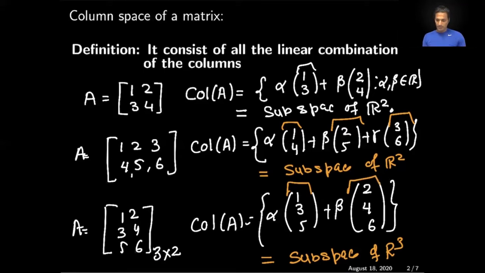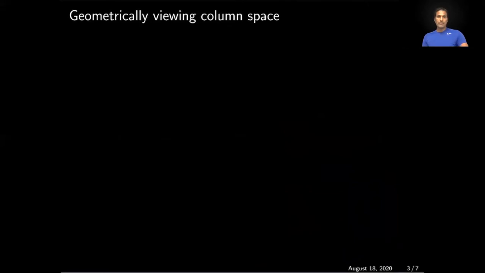So one thing to notice is that the column space does not just contain the column vectors. It is the linear combination of all of these vectors. So the column space contains a lot more vectors than the columns of the matrix. In these slides, we will learn the geometric view of the column space, and we will take some examples and draw the column space of those matrices.